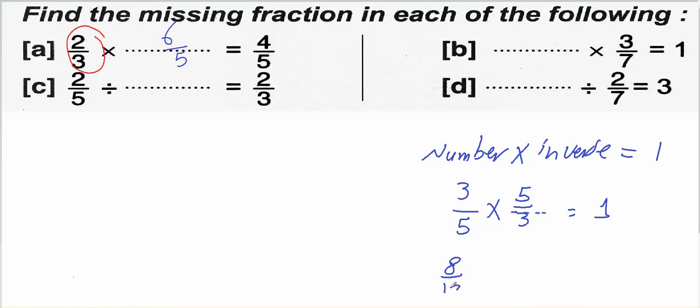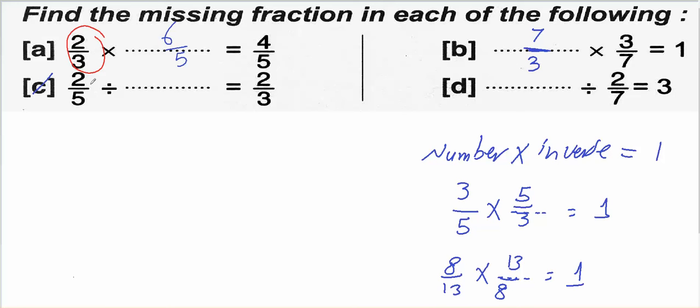8 over 13 times space equals 1. We can put here the reciprocal of the first fraction, 13 over 8. Here 3 over 7 times the space equals 1. We can write the inverse of this fraction, or the reciprocal. 3 over 7, we can write 7 over 3.